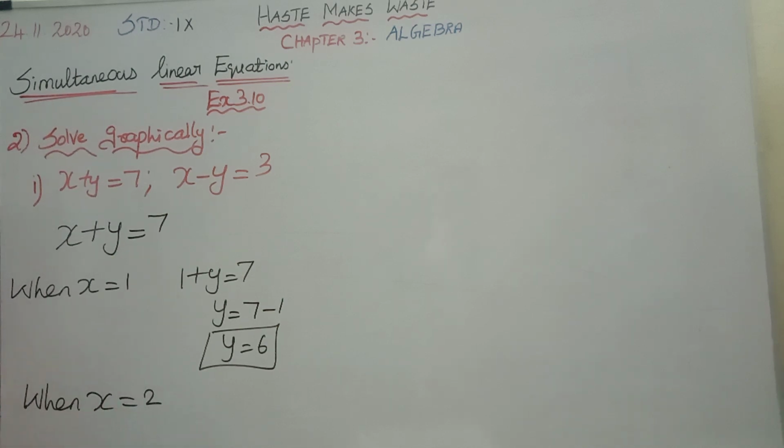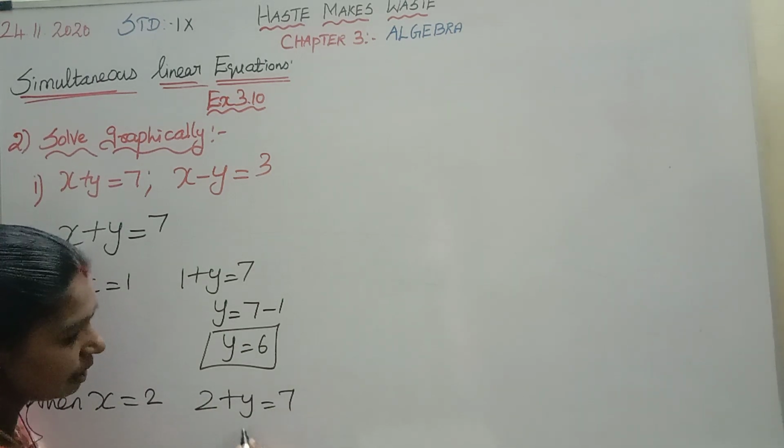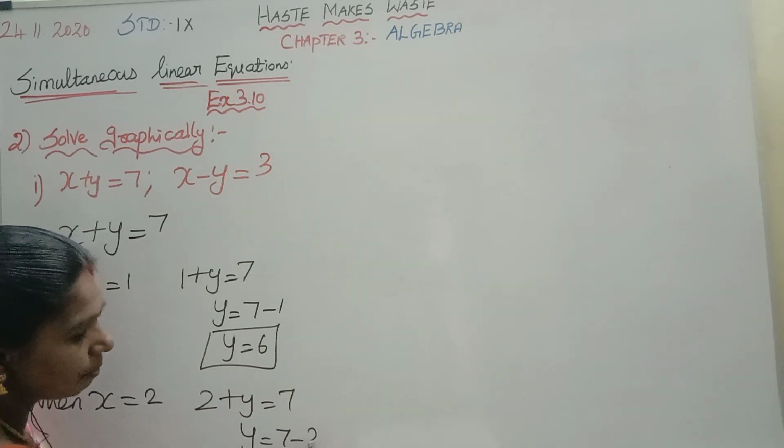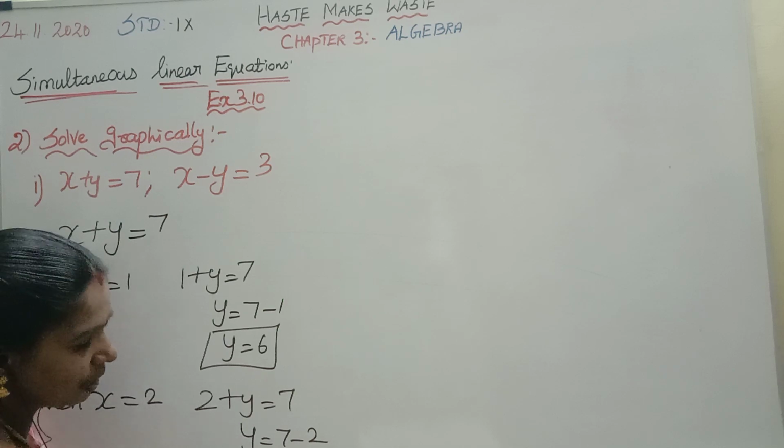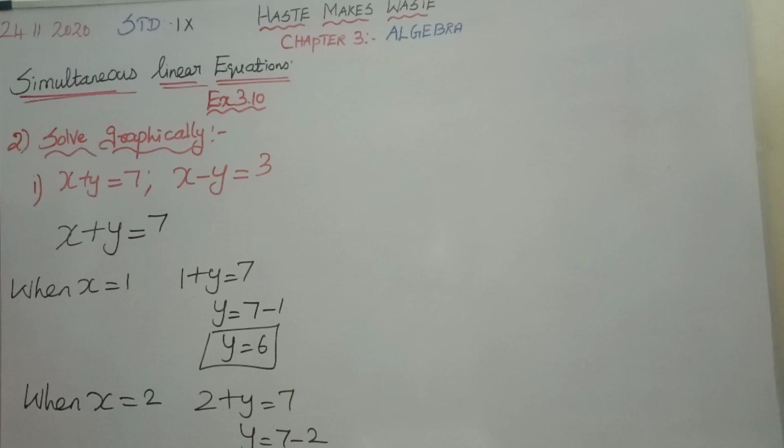X is equal to 2 means you will be getting what? 2 plus y equal to 7, na? Y equal to 7 minus 2 in substitution method is the answer. Okay? 5. Okay, like this I keep on writing, see.